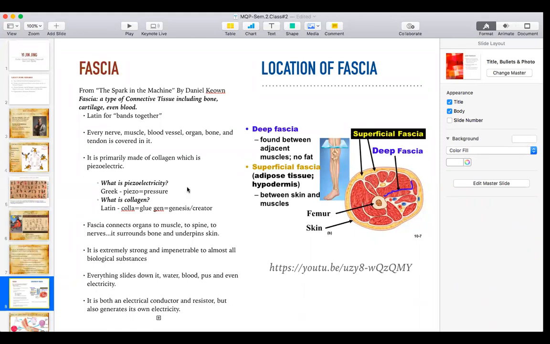Everything slides down fascia: water, blood, pus, and even electricity. It is both an electrical conductor, a resistor, but it also generates its own electricity. Right? It's also an insulator. I mean, it's got so many properties, but it's not just one of them.